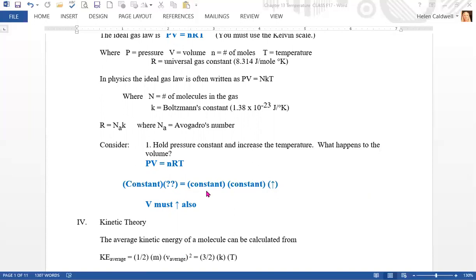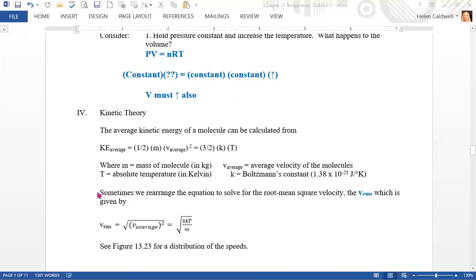Little n is the number of moles. It's a constant. Capital R is a constant. And we said we're going to increase the temperature. That's why there's an up directing arrow. If everything on the right-hand side is held constant or goes up, then that means that anything that's free to change on the left-hand side also has to go up. So that would be the volume. The kinetic theory.